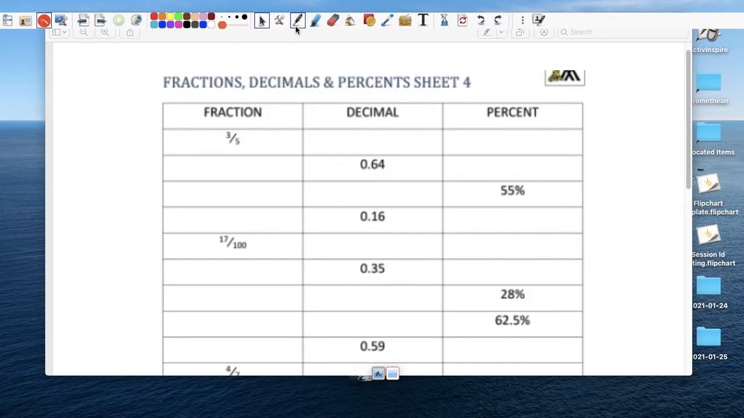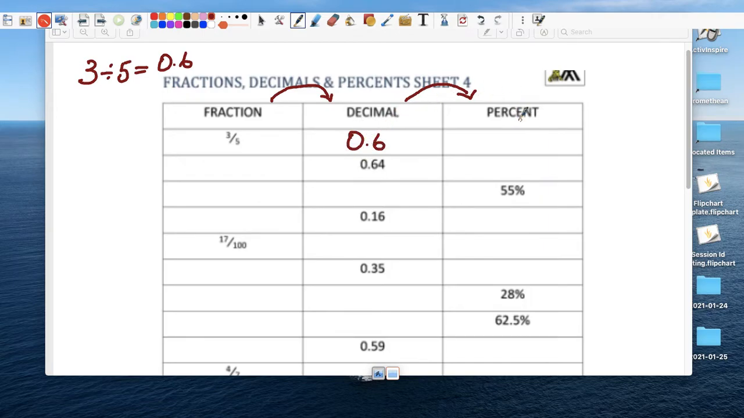Multiplication. So we're going to do it in order. I think that might help you. So 3/5 is the fraction. Let's go to decimal, and then we're going to go from decimal to percent. Okay. So 3/5, take your calculator, and you divide 3 divided by 5, and you're going to get 0.6. So we're going to put 0.6.